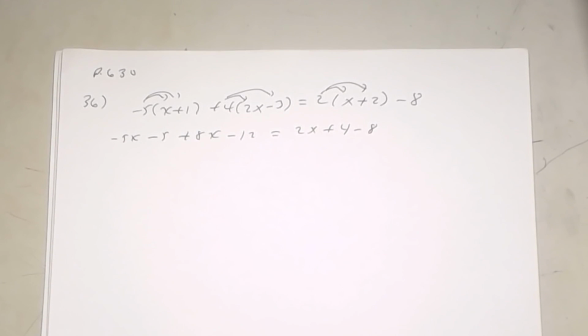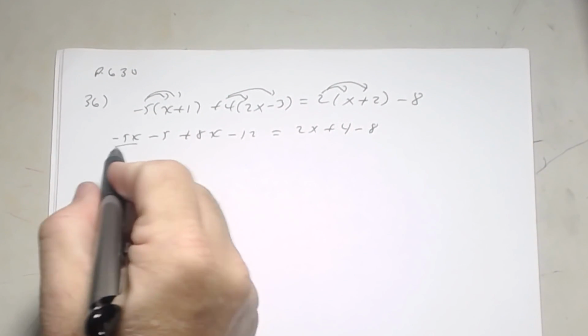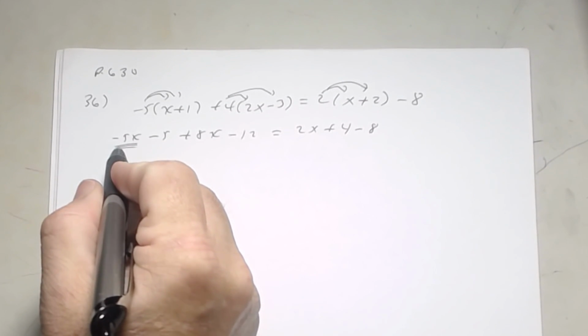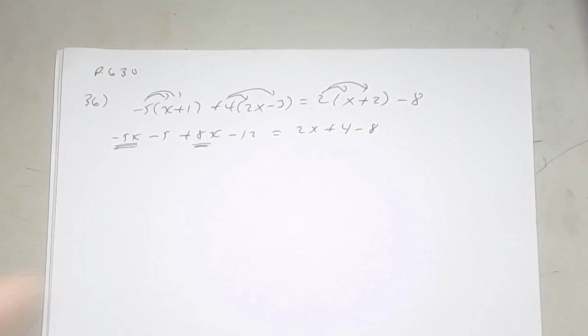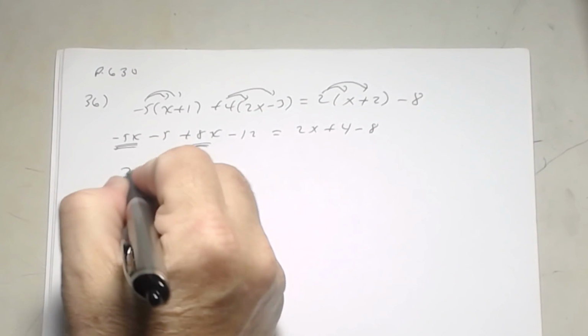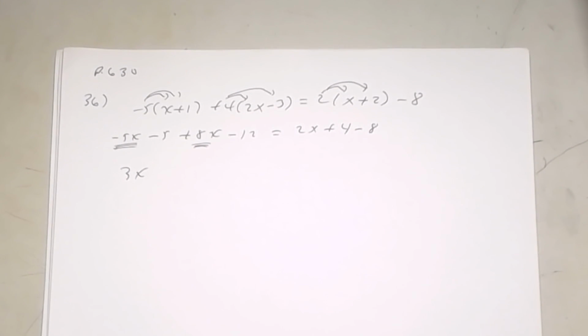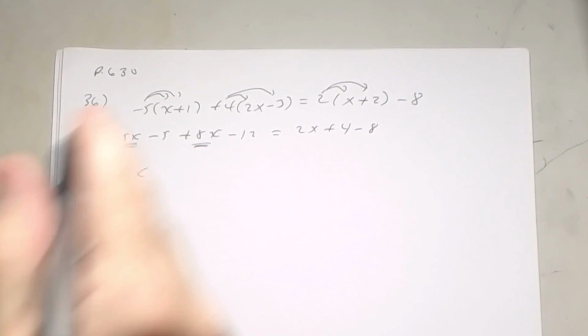Okay? What is the next thing you're going to do if you want to get all your points? All right. So on the left side, let's do the variables first. What's this coefficient right here that I'm underlining? Negative 5. What's this coefficient here? Positive 8. What's a negative 5 and a positive 8? 3. So what's a negative 5x and 8x? All right. So that's what you're going to write down, 3x. Now your constants. What are my constants?